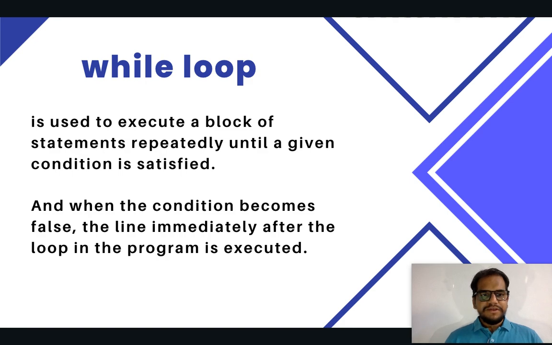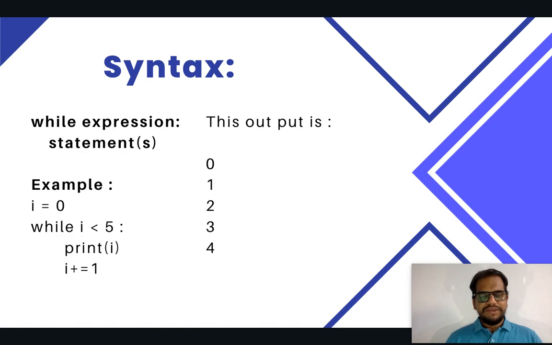A while loop is used to execute a block of statements repeatedly until a given condition is satisfied. When the condition becomes false, the line immediately after the loop in the program is executed. We can check this with an example, along with the syntax.